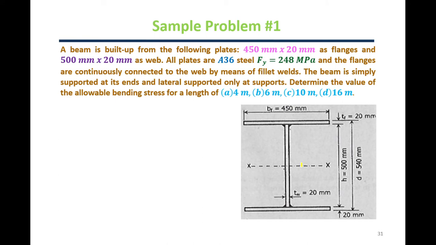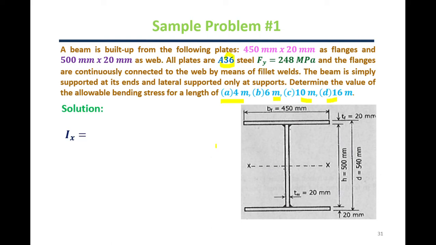So, we have here a beam built up from the following plates: 450 by 20 flanges and 500 by 20 web. So the plates are A36 steel, with Fy that is 248. So we're looking for the value of the allowable bending strength for lengths 4, 6, 10, and 16. So yun ang mga gagamitin natin na length.